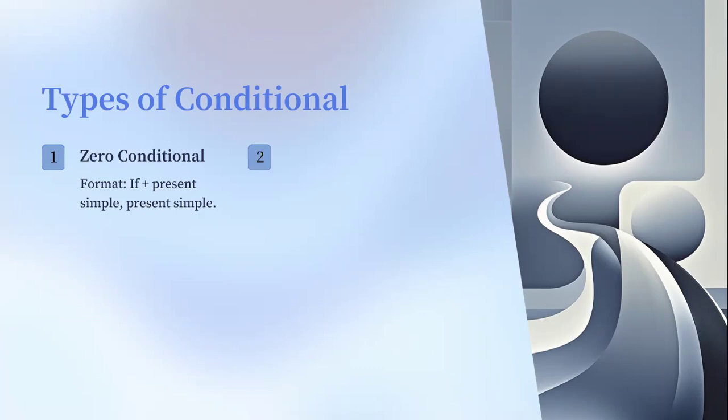The second type of conditional is the first conditional. The structure that we follow for composing an effective sentence for first conditional is if plus present simple, then will and the base verb, which means that the first clause of your conditional sentence would be according to the rules of simple present tense, and the other part, which is technically the outcome, will be in the simple future tense.